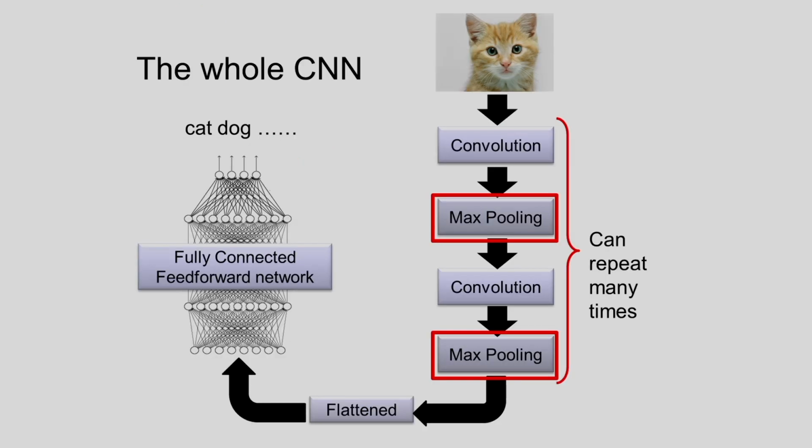So the entire CNN, the whole CNN, will be like this. My input is the image. After this I am doing the convolution. After this I am applying the max pooling, and again I am doing the convolution, and then again applying the max pooling. The convolution and max pooling can be repeated many times.